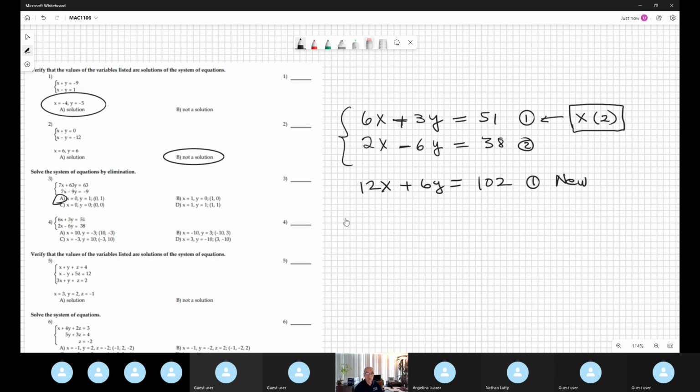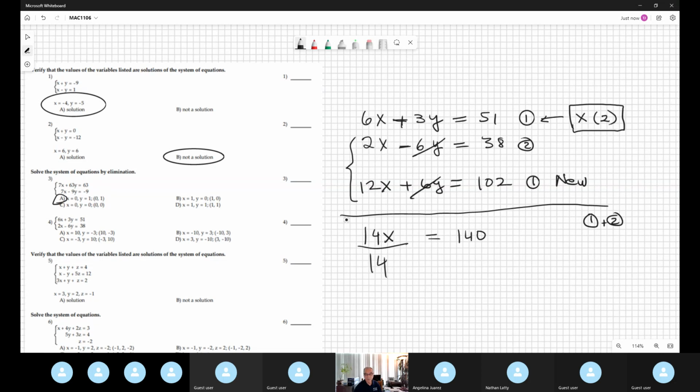Basically, now my system is not this equation and this equation. You add the new 1 plus 2, by column. The column of the x is 14 because 12 plus 2 is 14. The column of the y is canceled out. I create this condition. And the right-hand side is 140, because 102 plus 38 is 140. Divided by 14 on both sides. It is obvious that this is the x value.